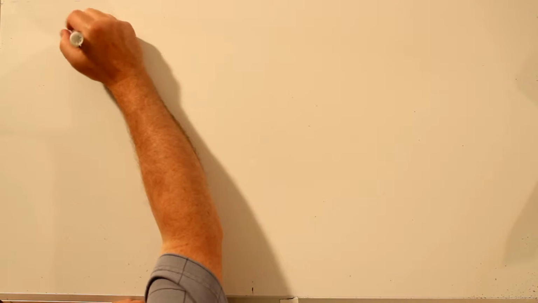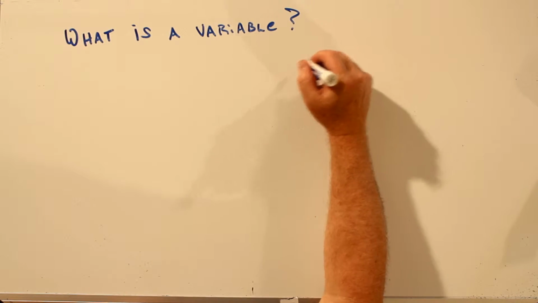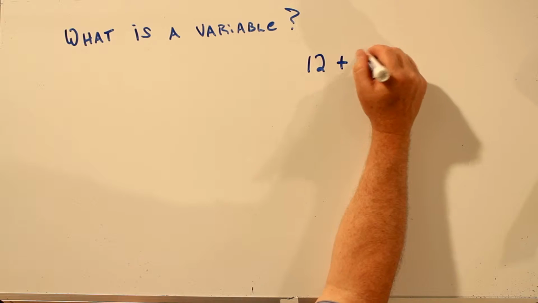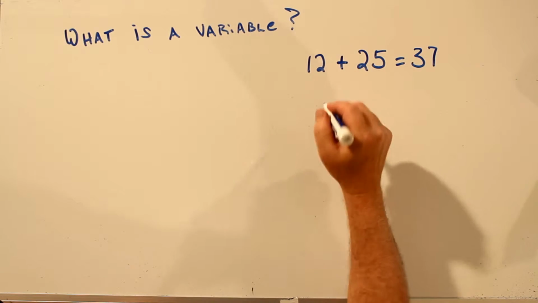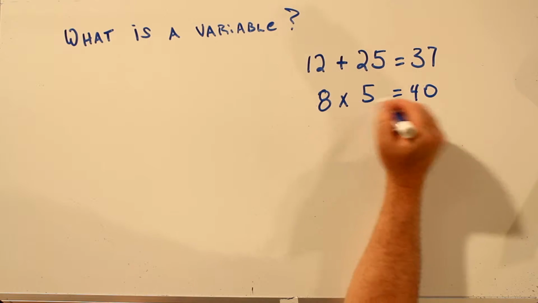We're going to answer the question, what is a variable? I'm going to start with some numbers. 12 plus 25 equals 37. These are all numbers. 8 times 5 equals 40. And these are all numbers.